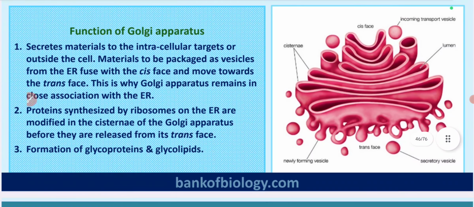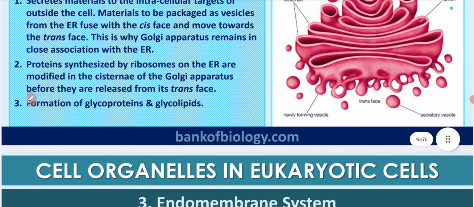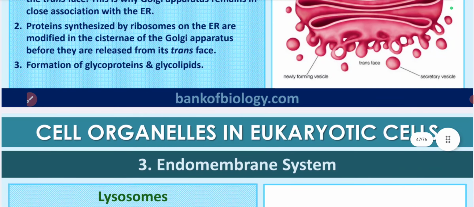Function: secretes materials to the intracellular targets or outside of the cell. Materials to be packaged as vesicles from the ER fuse with the cis phase and move towards the trans phase. As I told you, this is why Golgi apparatus remains in close association with the ER. Proteins synthesized by ribosomes on the ER are modified in the cisternae of the Golgi apparatus before they are released from its trans phase. Formation of glycoproteins and glycolipids is done by Golgi apparatus.